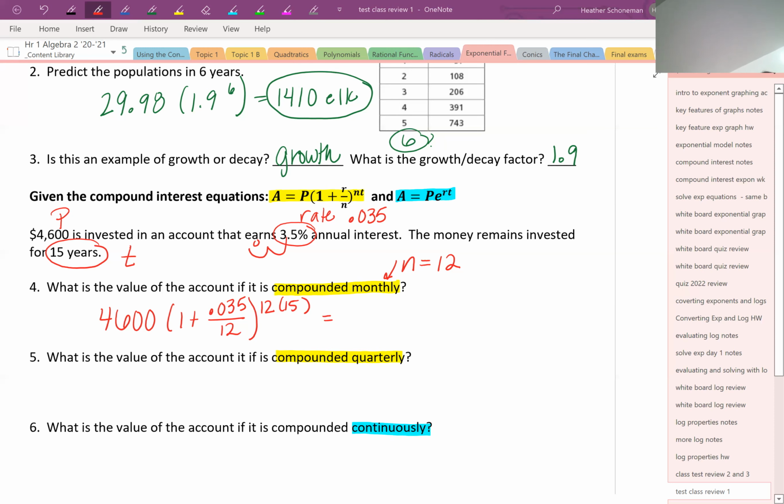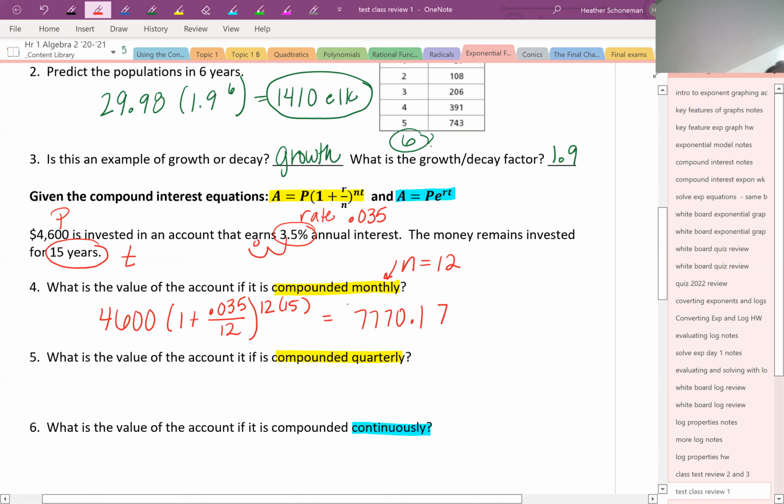Now this is money. You should know that on money, you round to the nearest hundredth. On your quiz, I didn't count off if you rounded incorrectly or if you didn't round to the right place value. I will absolutely count off on the test if you do not round correctly. We need to learn how to round. So it's $7,770.17.